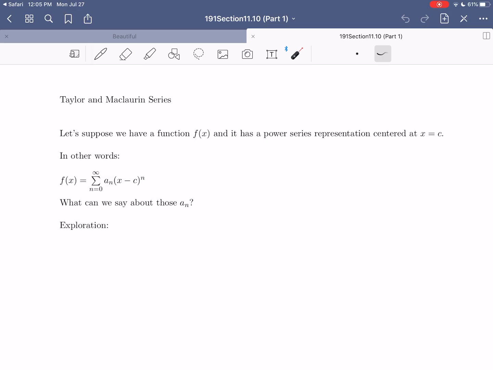In today's video, we're going to be starting into section 11.10 from your textbook, which is sort of the culmination of all the stuff that we've been discussing about power series representations of functions. To do this, we're going to learn how to build what are called Taylor or Maclaurin series for different types of functions.